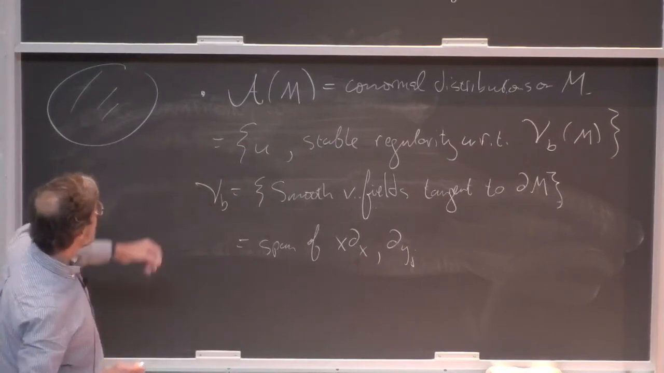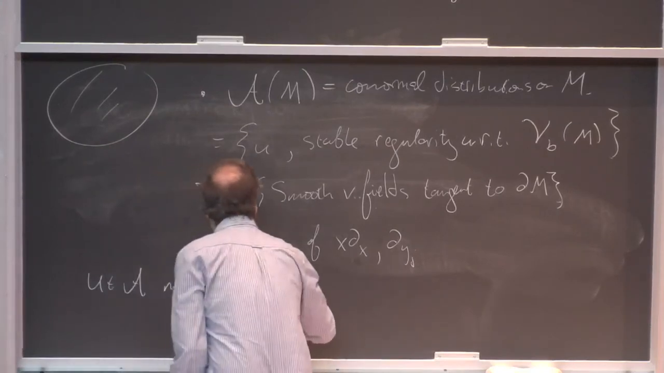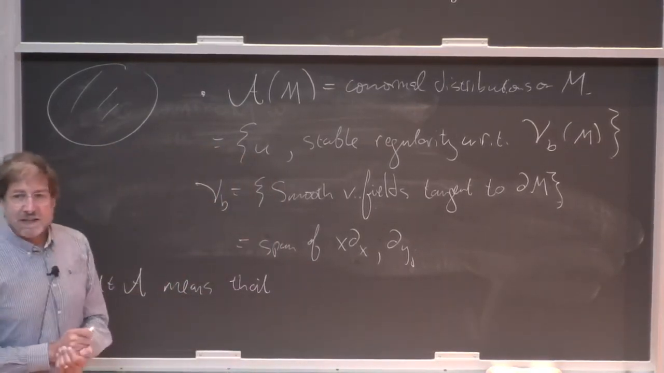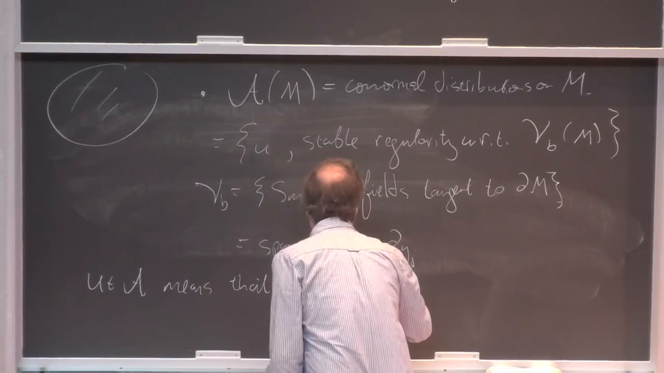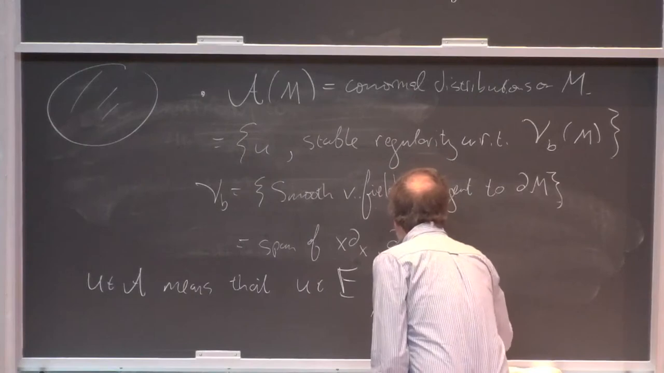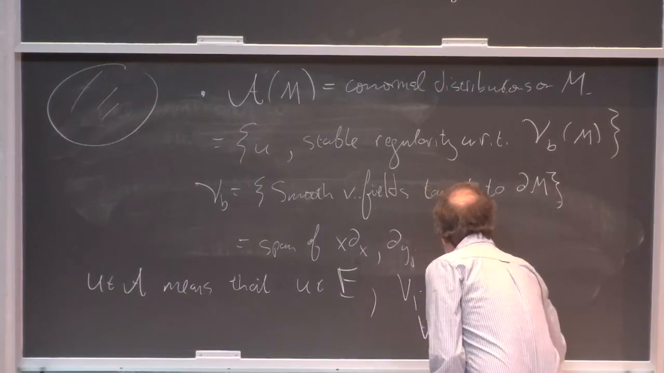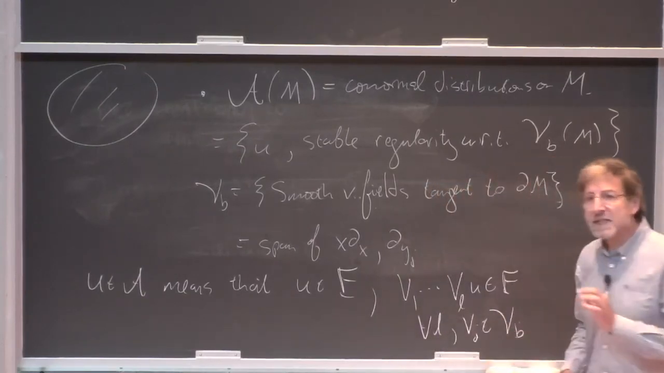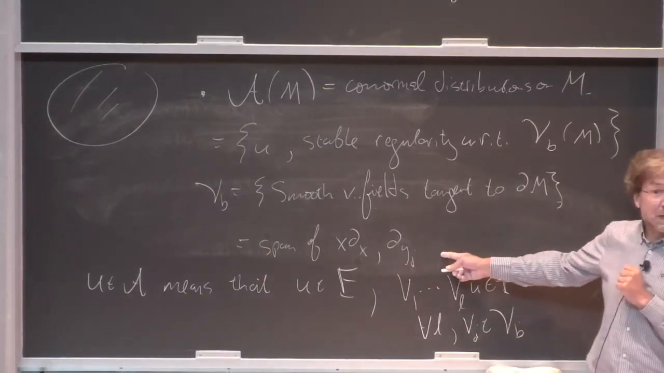Okay, so when I say that something is a stable regularity, what I'm saying is that u is conormal, which means that I can choose any reference space you like. Take your favorite function space, and you just say u lives in that function space. Let me just call it E to be very non-judgmental, right? And then if I take V1 through VL of u, that still lies in E for all L and for all Vj in V_b. Okay, so all it's saying is that this space, A of M, is the set of things which have the property that you lie in some function space, and no matter how many times you differentiate with respect to these vector fields, you still lie in that space.